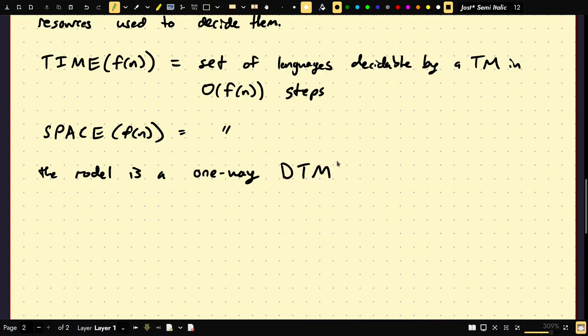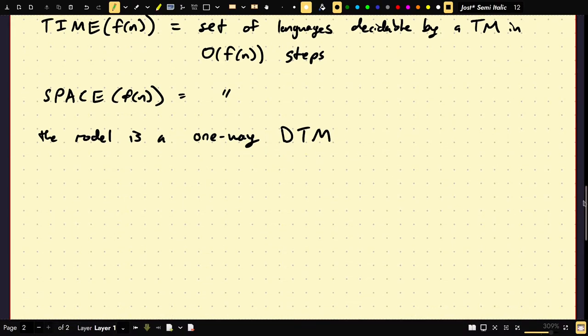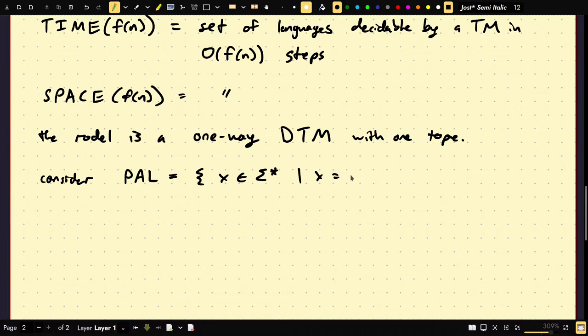To give you an example, I'm going to show you the language of palindromes takes n squared on a one-way TM, but you can do it in linear time on a two-tape TM. So consider, we'll call it PAL. The language of palindromes is equal to the set of x in sigma star such that x equals its own reverse.